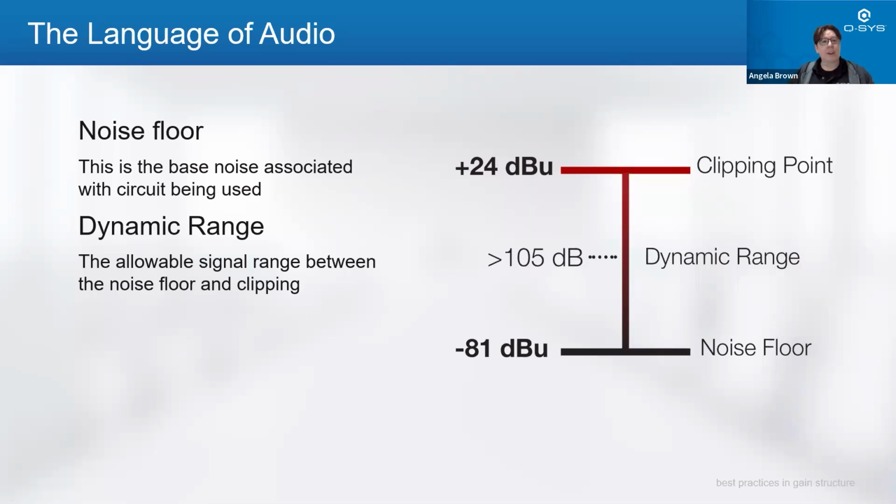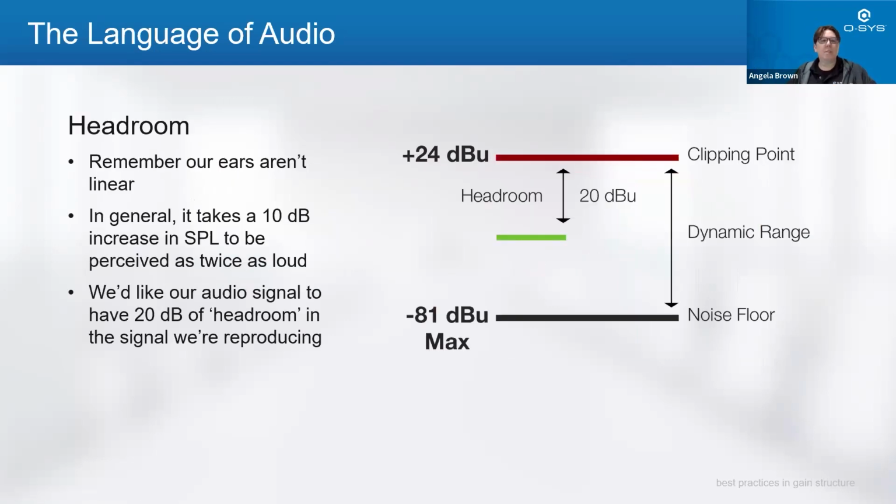Then we get into our dynamic range. The dynamic range is the range of the audio signal between the noise floor and the clipping point. The graph that you're looking at here shows the dynamic range of the CIML4 input card, which is plus 24 dBu at the clipping point, minus 81 dBu at the noise floor, which gives you a dynamic range of over 105 dB. Pretty impressive. So now we're going to get into headroom.